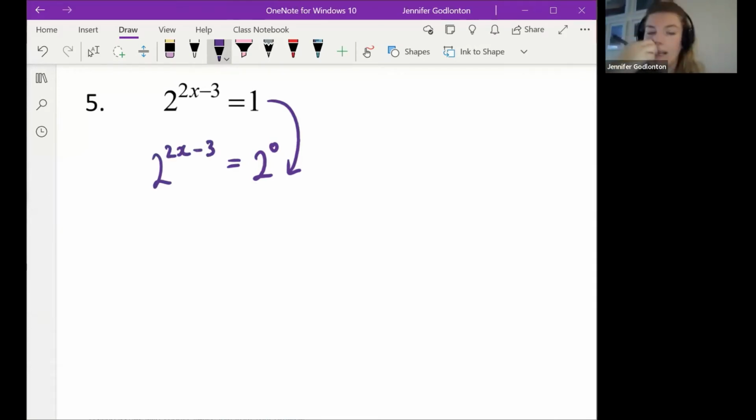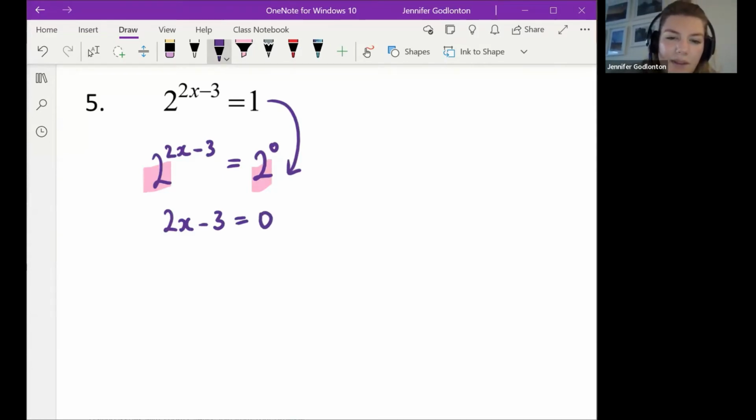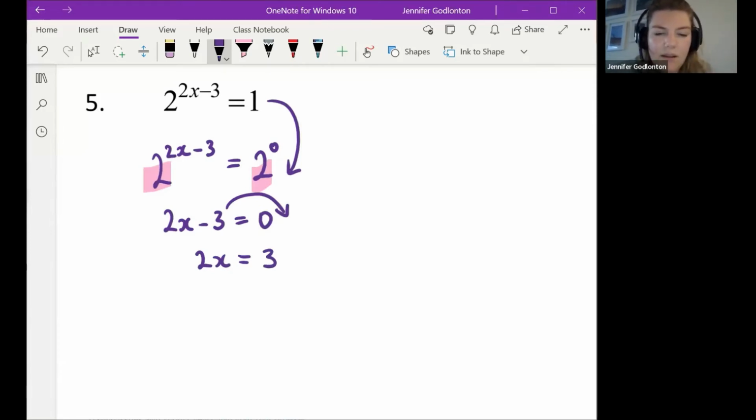Good. Next step. Ma'am, since the bases are now the same, you can just cancel them out and you'll be left with 2x minus 3 equals 0. Beautiful. And then you're going to have to move the 3 over, so it's going to be 2x equals 0 plus 3. So I'm just going to write my 3. Then you're going to have to divide by 2 to get the x alone.